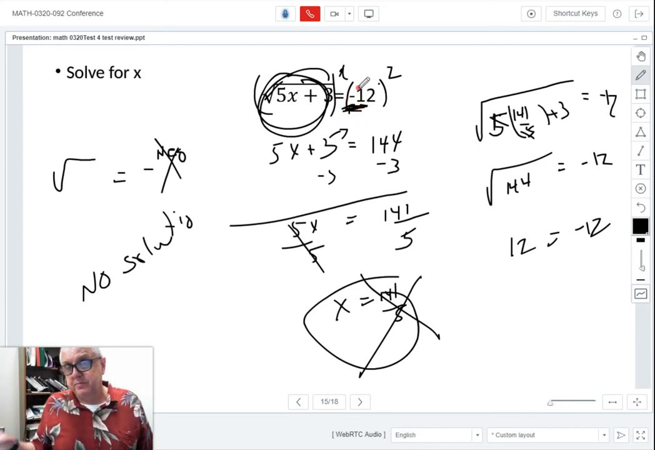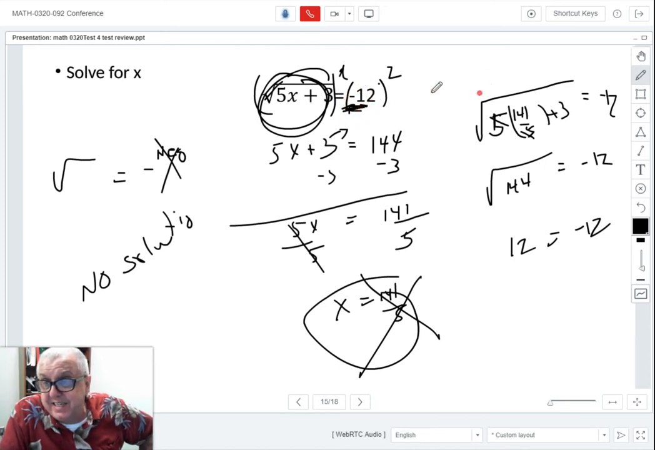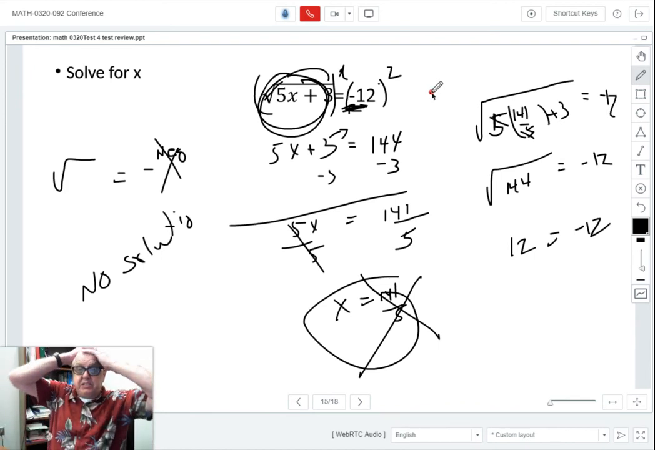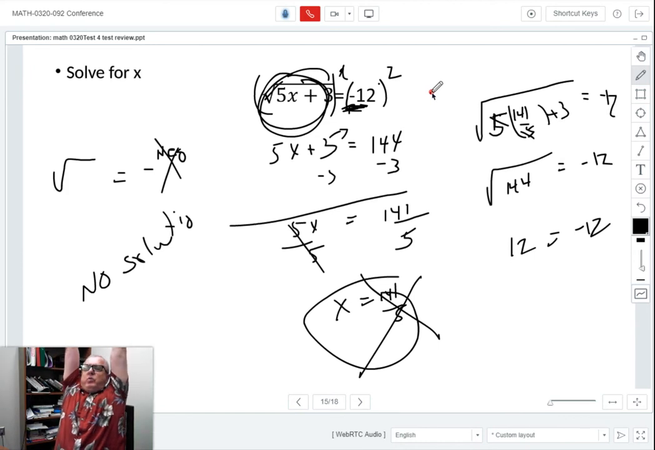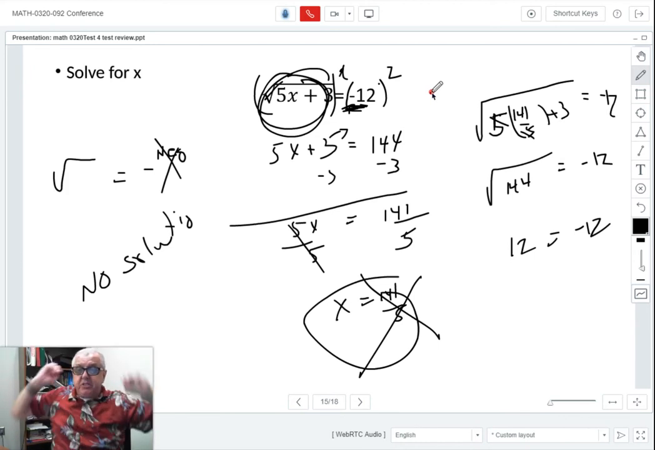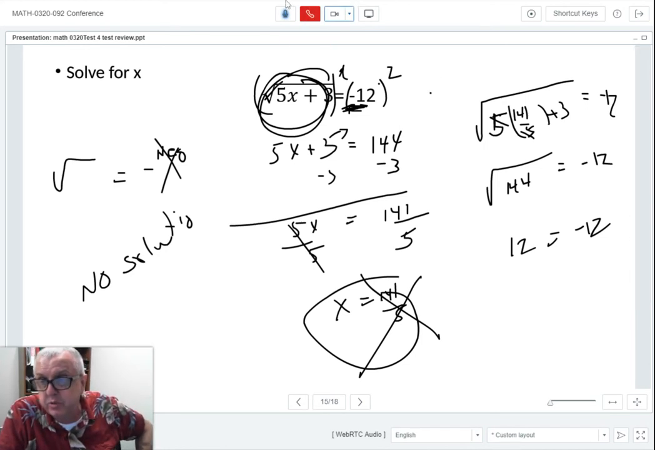Well, that is the test in a nutshell. It pretty much covers every single problem on the test. I think there are 14 problems on the test. I think we pretty much covered everything we needed to.